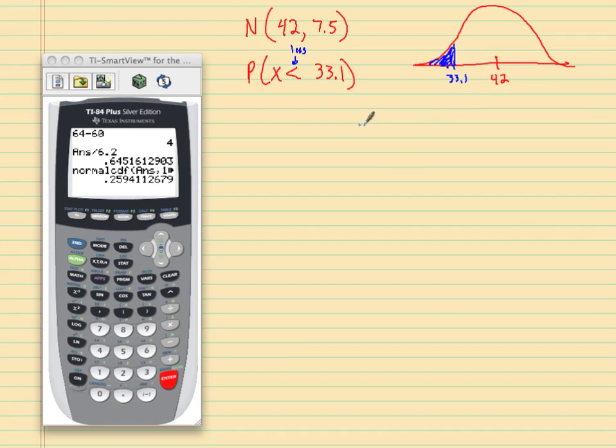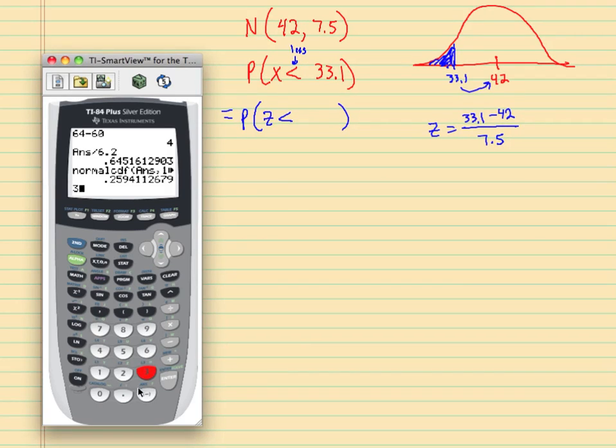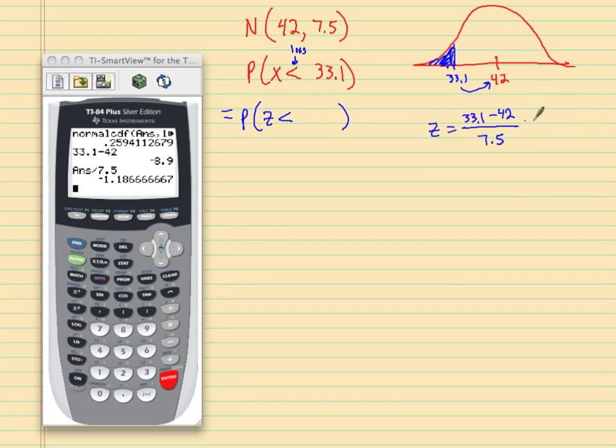Okay, so the first thing I have to do is standardize this x-score. I have to turn this x-score into a z-score. Standardize it. So my z-score equals 33.1, the x value, minus the mean, divided by how much standard deviation we have in this distribution, 7.5. Okay, so 33.1 minus 42, enter, divided by 7.5.